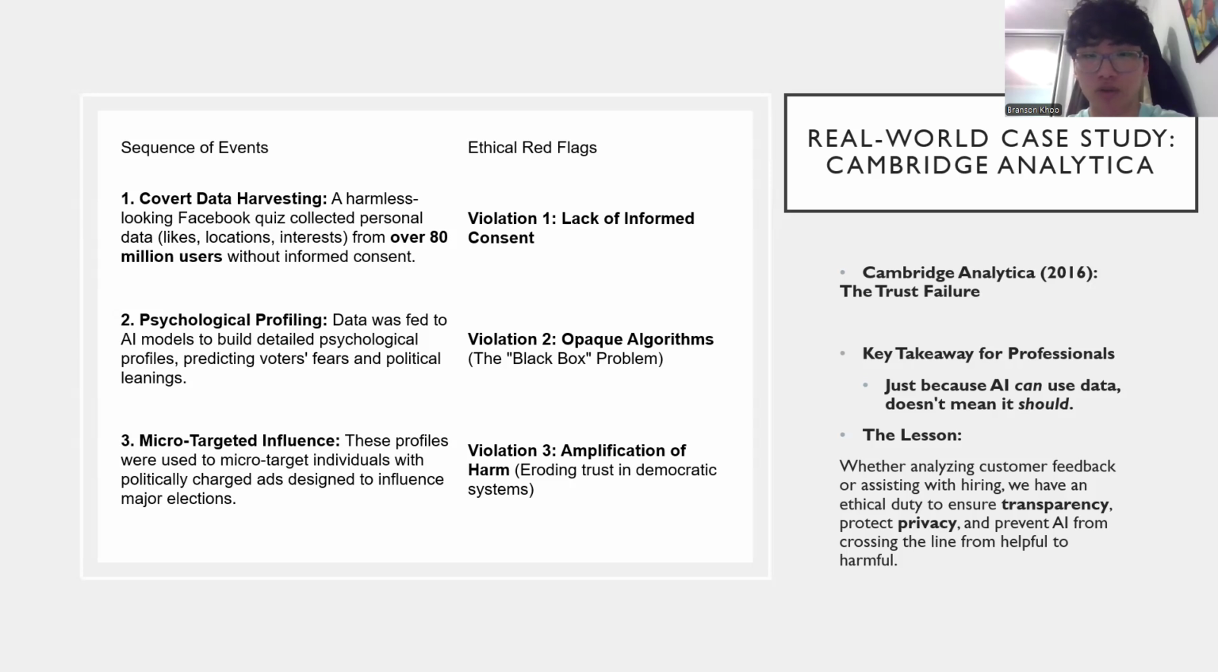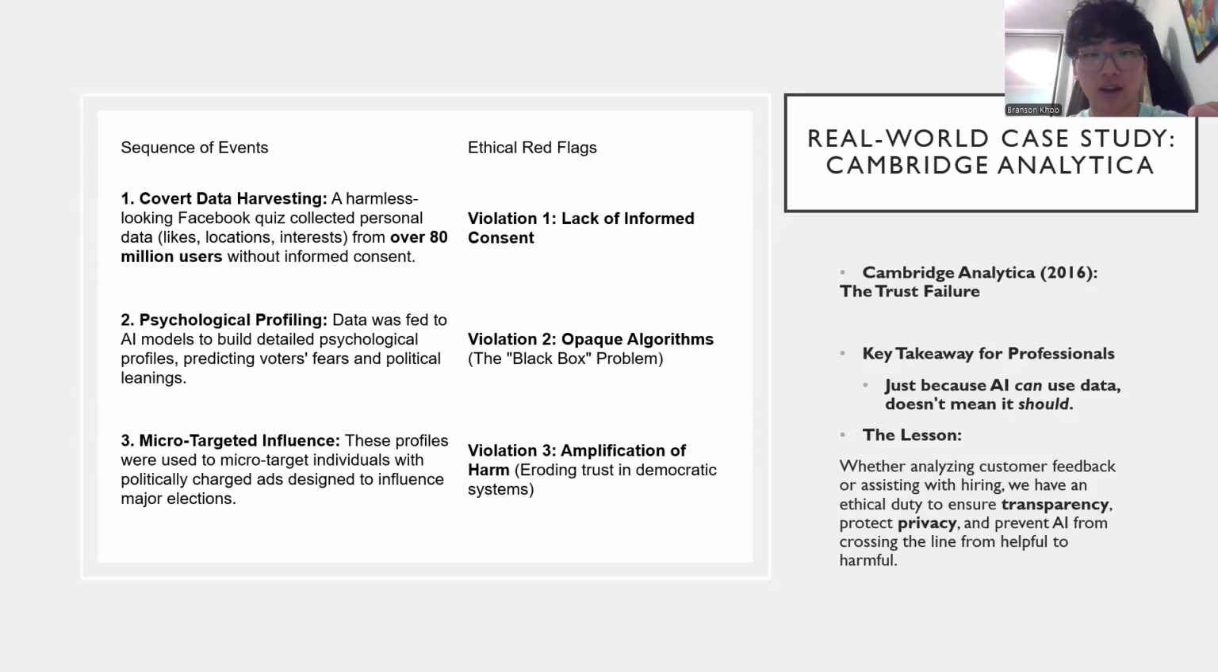The fallout was huge. Facebook faced billions in fines, and new data protection laws like GDPR became much stricter about how companies handle user data. More importantly, it forced both the public and organizations to rethink a key question: just because AI can use data in powerful ways, does that mean it should?